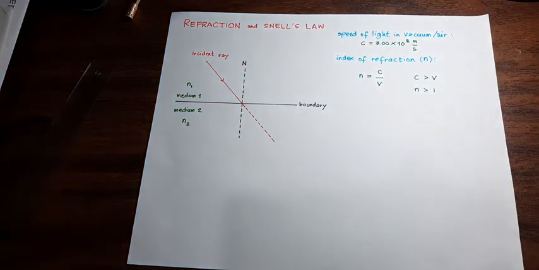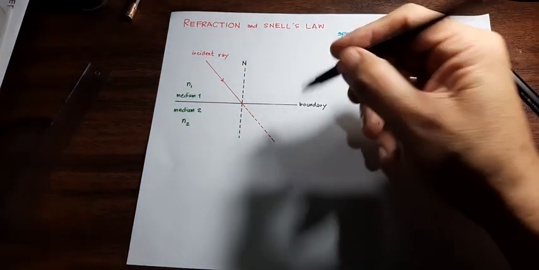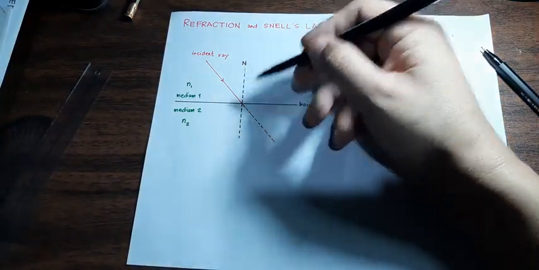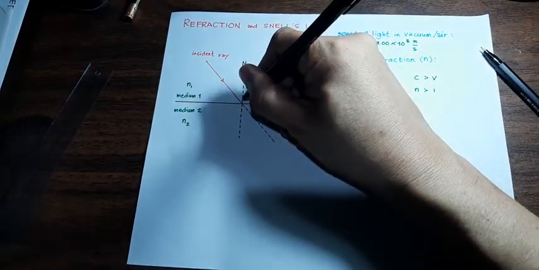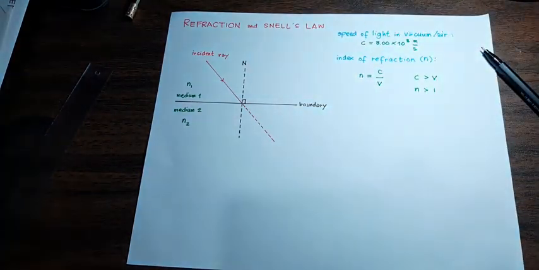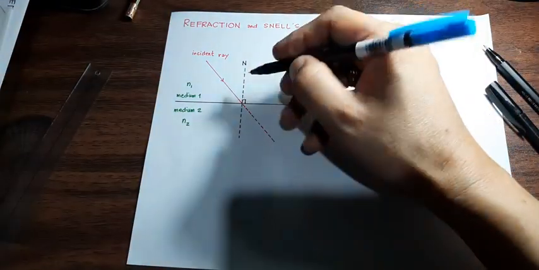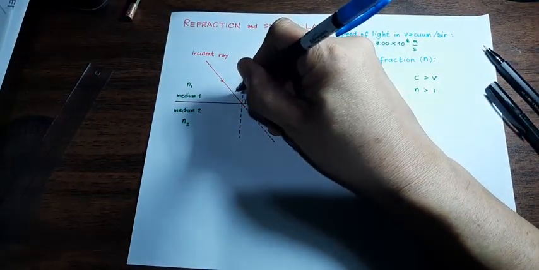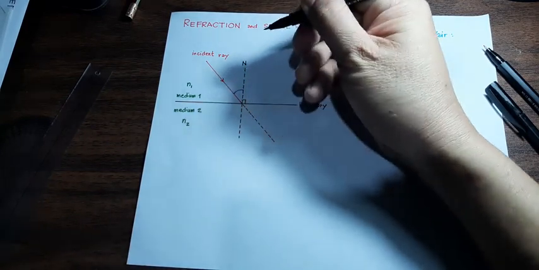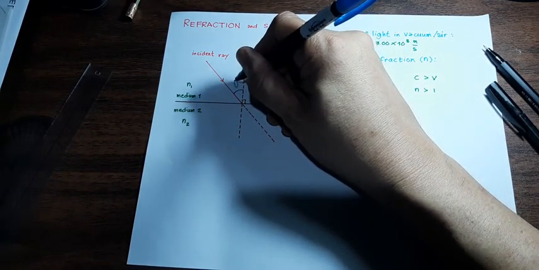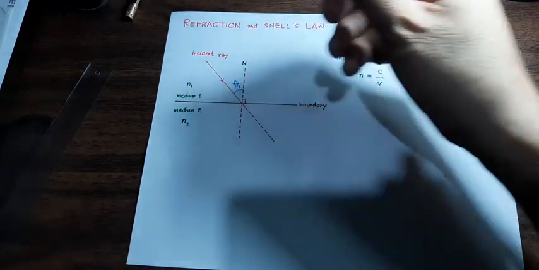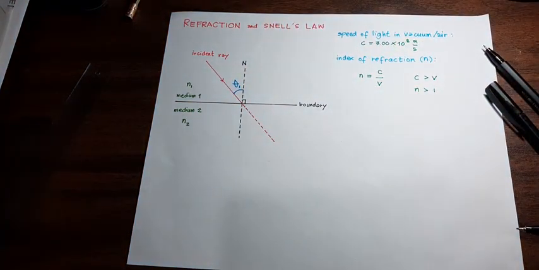Now at the point of incidence, I have drawn the normal line, which is perpendicular to the boundary, so that we can indicate the angle between the incident ray and the normal, this angle right here, and let's call it theta sub 1, which is the angle of incidence.